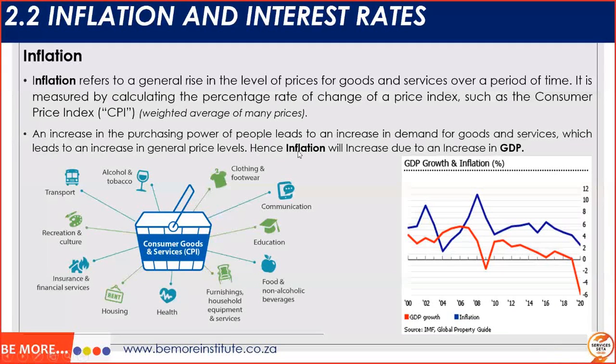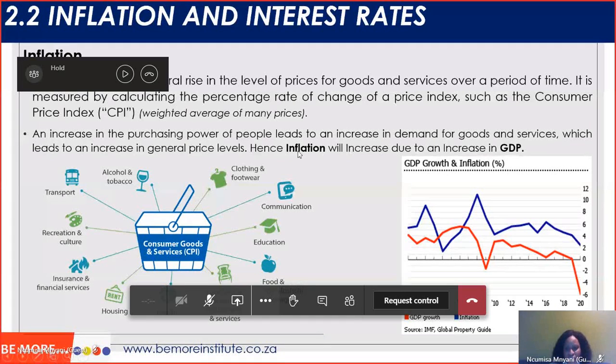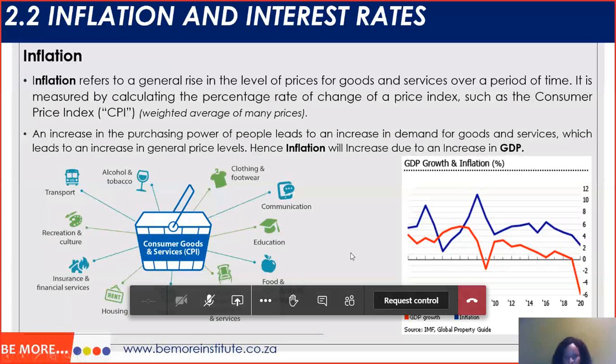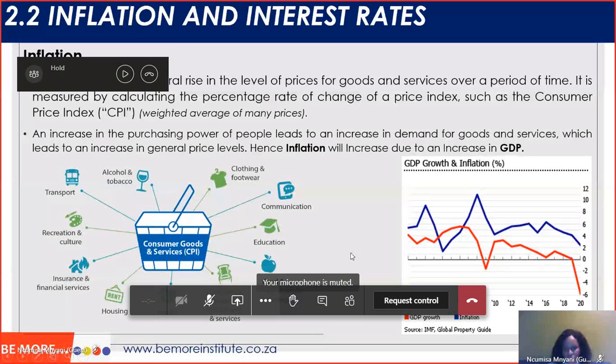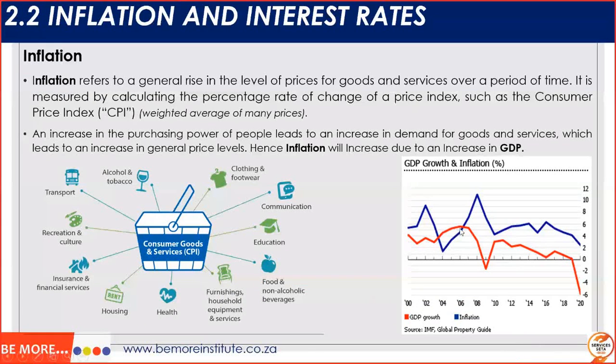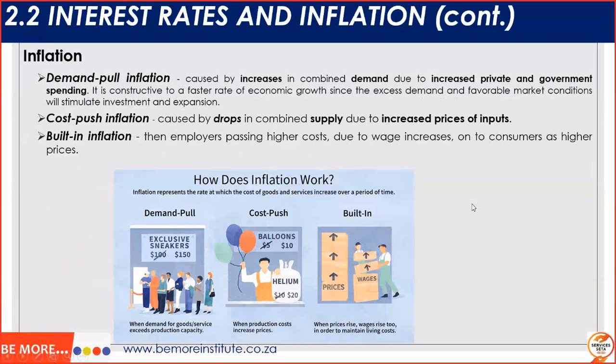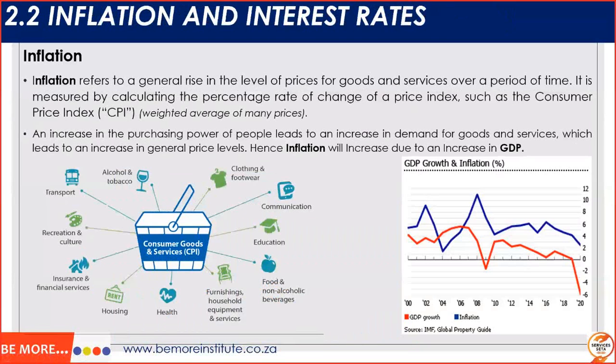So as you can see in here, as the GDP growth increases, you can see inflation starts increasing as well. Okay, so your inflation increases, and what we will also discuss later on is how we manage inflation such that it goes down, and then it also reduces the growth in the economy.